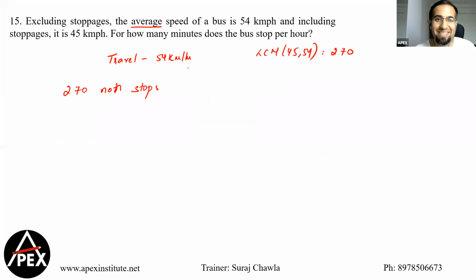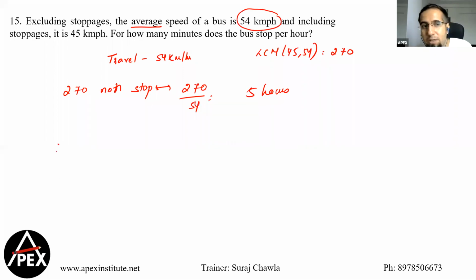Thanks to Corona period. So if we travel 270 kilometers non-stop, how much time will it take? 270 by 54, that is 5 hours. Now the train at which you are going is an express train. It is also running at 54 only. Remember that. But the time taken is more because this also has stoppages. So 270 by 45 gives us 6 hours.